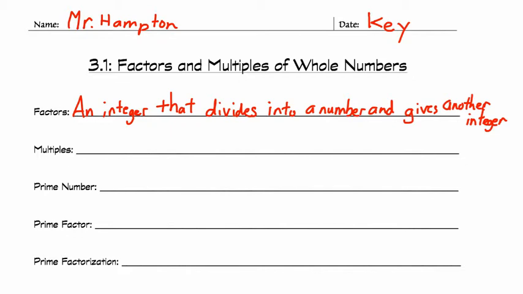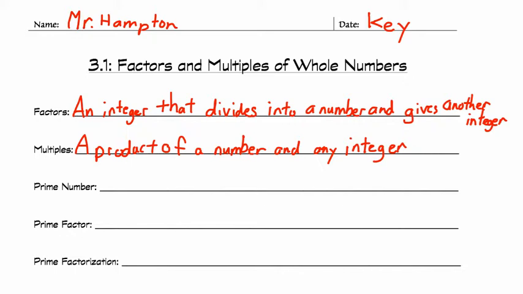Multiples. A multiple is a product of a number and any integer. An example of a product is 24. 24 is a product of 12 because 12 times 2 gives you 24. Multiples are kind of like the opposite of a factor. Factors make up a number, whereas multiples are made from a number.